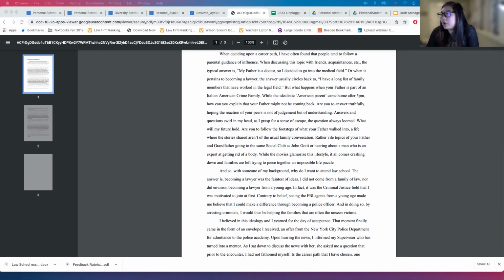When deciding upon a career path, I have often found that people tend to follow a parental guidance of influence. When discussing the topic with friends, acquaintances, etc., the typical answer is, my father is a doctor, so I wanted to go into the medical field. Or when it pertains to becoming a lawyer, the answer usually circles back to, I have a long list of family members that have worked in the legal field. But what happens when your father is part of an Italian-American crime family?